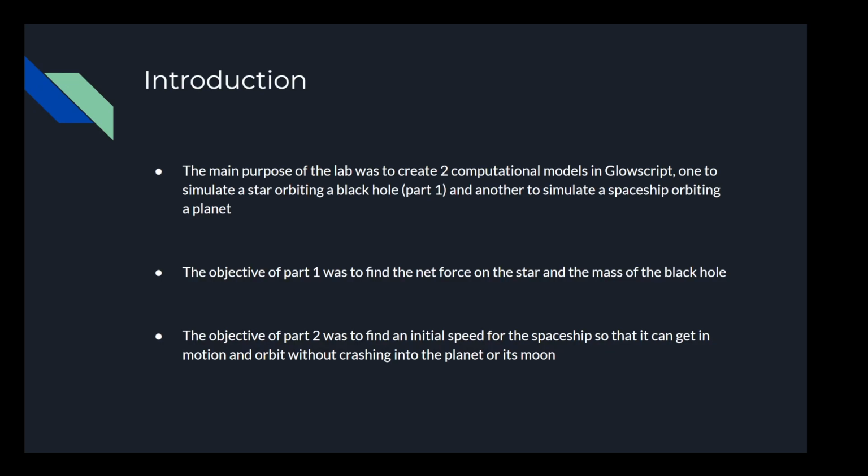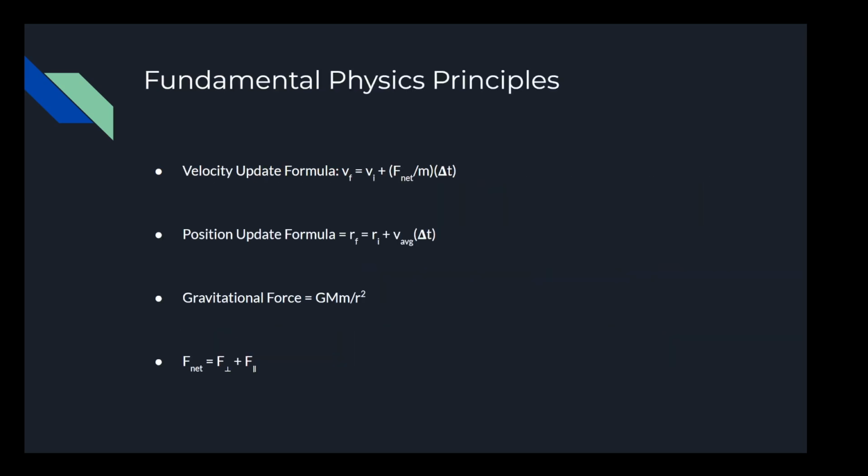So the introduction: the main purpose of this lab was to create two computational models in GlowScript, one to simulate a star orbiting a black hole in part 1, and another to simulate a spaceship orbiting a planet in part 2. The objective of part 1 was to find the net force on the star and the mass of the black hole, and the objective of part 2 was to find an initial speed for the spaceship so that it can get in motion and orbit without crashing into the planet or its moon.